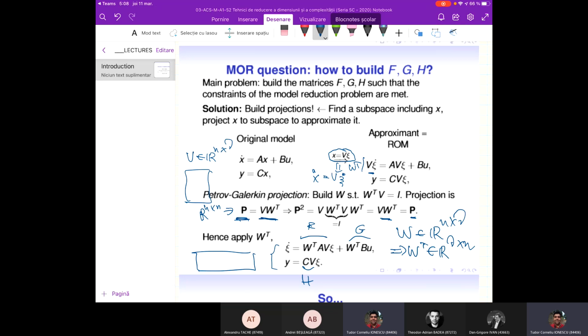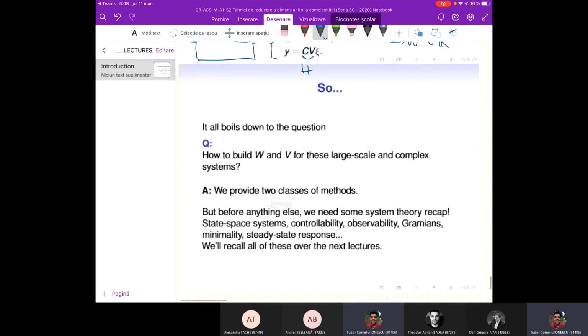The question is, how do you build the projection? Because you need to satisfy the model reduction problem conditions, constraints. So the trick here is in algorithms designed to build such projections. Okay, this is the main trick. You use projections to do the model order reduction. The key lies within the way you design these projections.